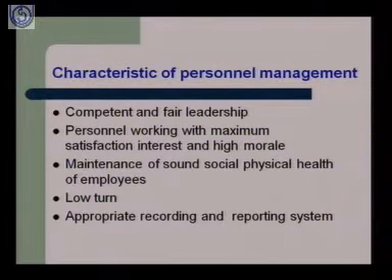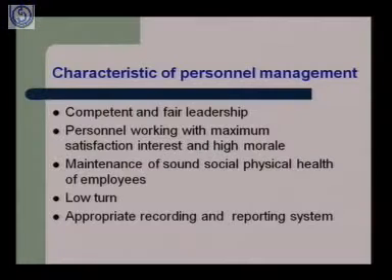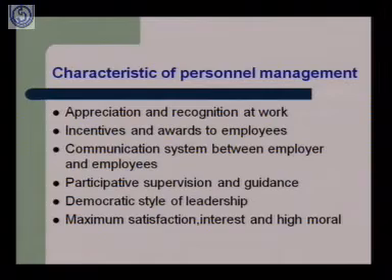Then low turnover, like we were talking about retention. A person should not leave; if he or she is not getting a satisfactory atmosphere to work, then definitely he or she will leave. So as a personal management department, we should see that the person stays in the department till the time of retirement, I should say. So low turnover. Then an appropriate recording and reporting system. There should be recording and reporting: to whom they have to report, and what things they have to record.